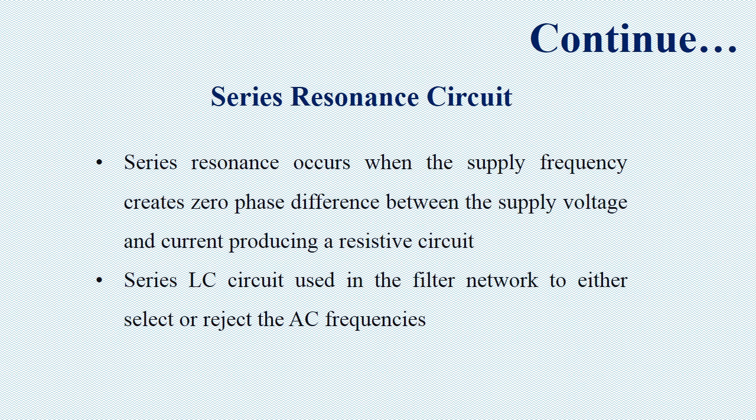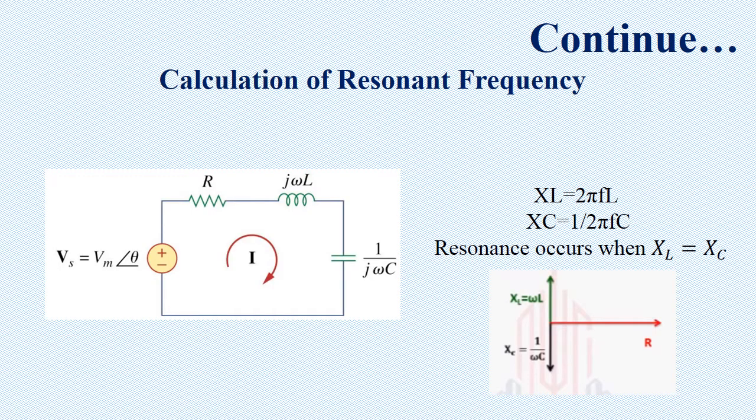So what is a series resonance circuit? Series resonance occurs when the supply frequency creates zero phase difference between the supply voltage and current, producing a resistive circuit. A series RLC circuit will be used in the filter network to either select or reject the AC frequencies. Here we have the series RLC resonant circuit. We will apply the supply voltage with a tunable frequency, and we have 3 components R, L and C. Each has its own resistance.